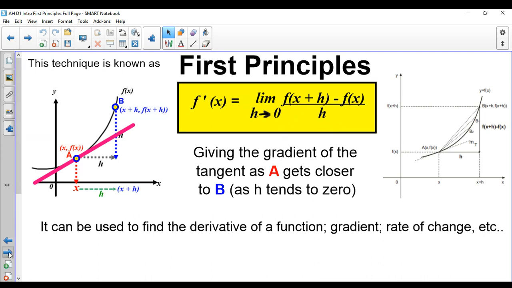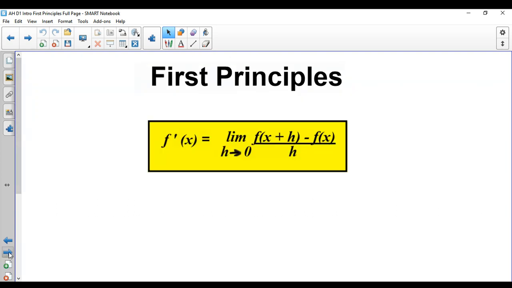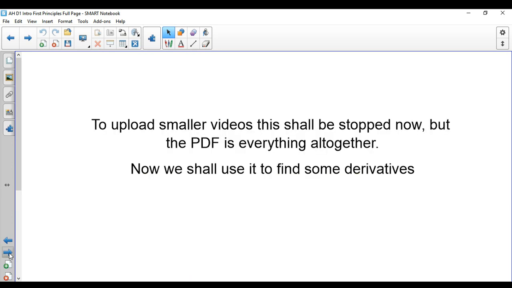I'm going to stop this video here now. All you need to do is have this part written down, because I'm finding it very difficult to upload lots of things as videos. I have to make them shorter, so that is your introduction to the first principles rule, and in your next video you're going to find that we are going to learn how to use it. Okay, so to upload smaller videos, I'm going to stop now. This PDF even has everything all together, so now we're going to find some derivatives in a moment.